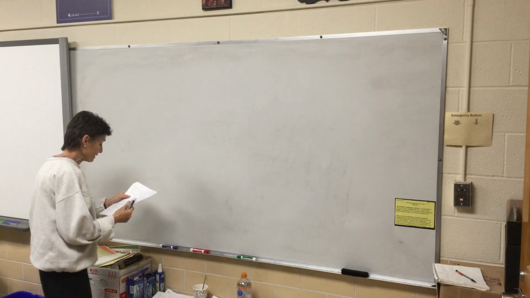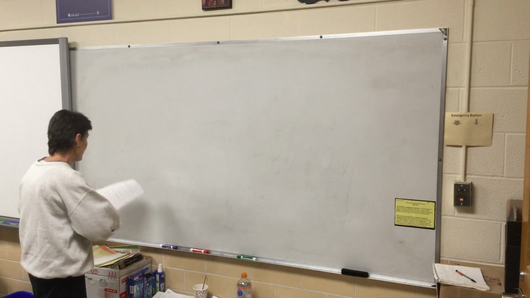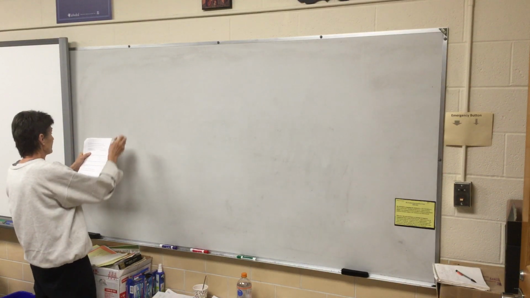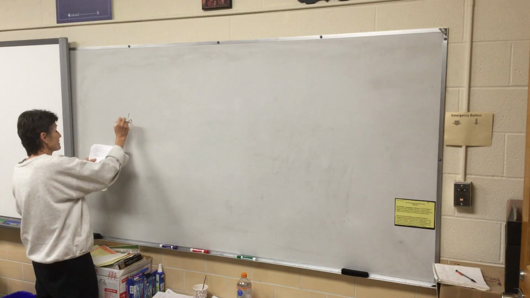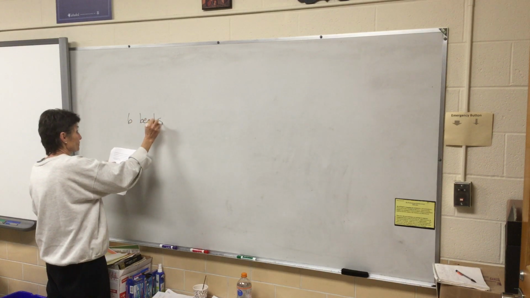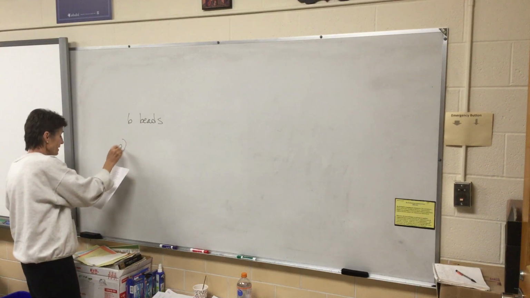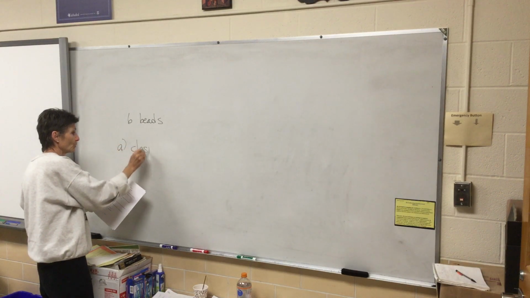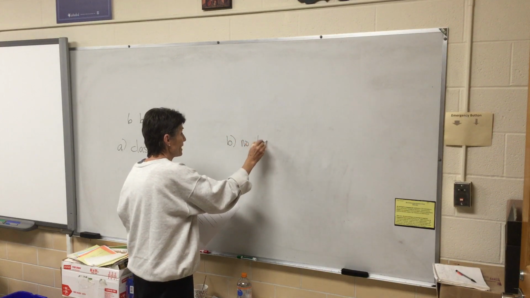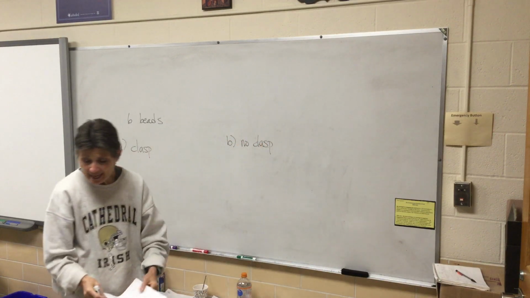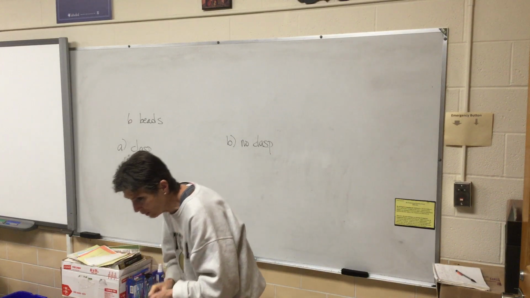All right, how many necklaces can be made from? All right, so I've got 1, 2, 3, 4, 5, 6 beads. And A says there is a clasp. Oh, Lord, what does that mean? And B says there's no clasp. What in the heck is the difference? Can anybody think about what the difference is?